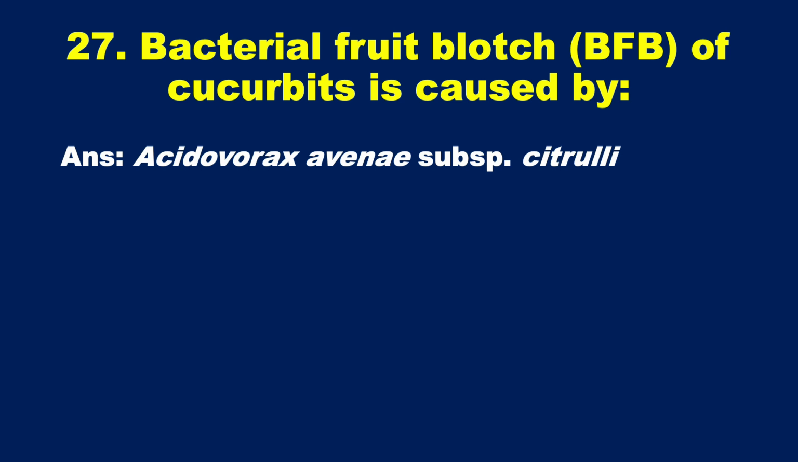Next question is, bacterial fruit blotch of cucurbits is caused by, the correct answer is Acidovorax avenae subspecies citrulli. Before answering this question, we should understand the symptoms of bacterial fruit blotch of cucurbits. It produces a number of different symptoms like angular leaf lesions, stem lesions, fruit lesions, fruit cracking, and reduced fruit quality. So these are the main symptoms produced due to this disease.